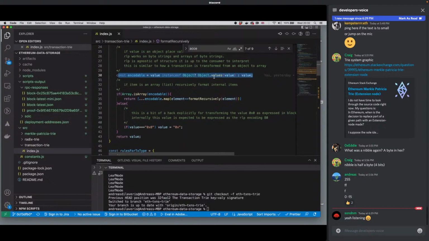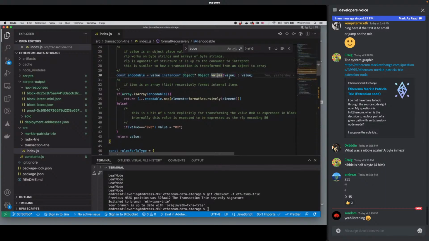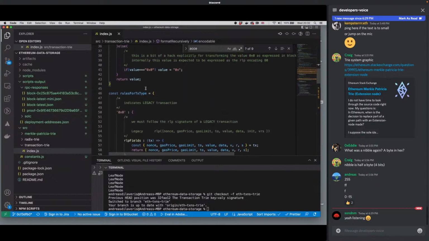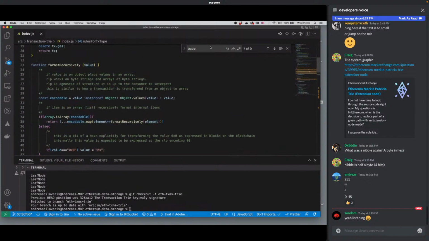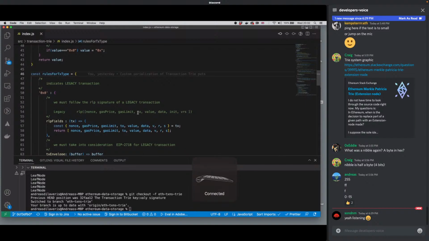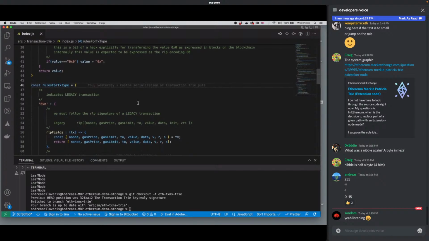So we basically don't take into consideration the property names, and we just take the values and we stick them into an array. So again, this is sort of an example of how RLP is agnostic. It's agnostic, and it expects you to do the work for it, and it expects you to also know what is going into it so that you can make sense of it.